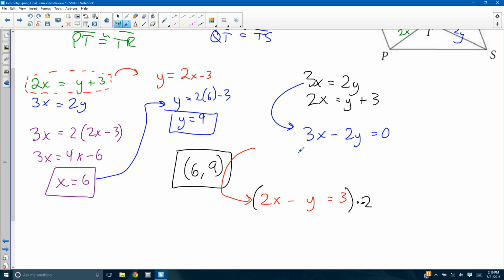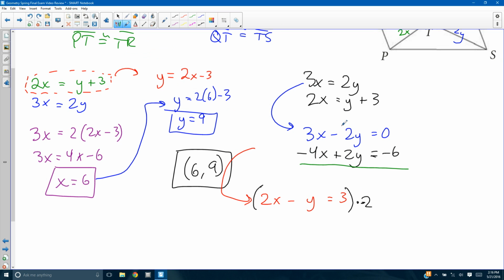-2 times 2x is -4x. -2 times -y is positive 2y. Now you can see these additive inverses in play. And -2 times 3 is -6. And don't forget to multiply the -2 with this side of the equation as well. That tends to get lost as an art form.